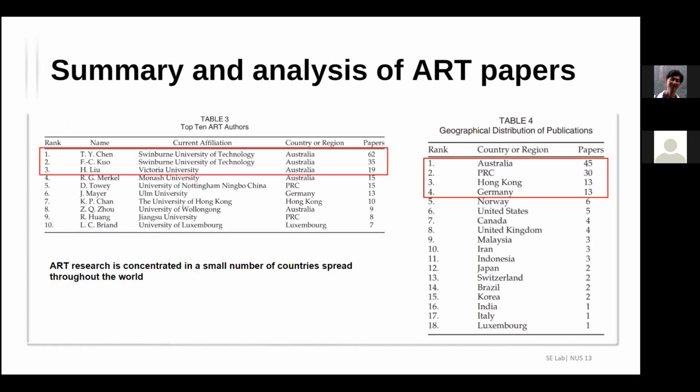And next, they talked about the geographical distribution of where these papers come from. I find that, not oddly enough, not for any particular reason, Australia is the most prolific region apparently in terms of ART research. And they also noted that ART research is concentrated in a small number of countries spread throughout the world. They mentioned that this might be of interest to people who want to collaborate on ART research, for example.